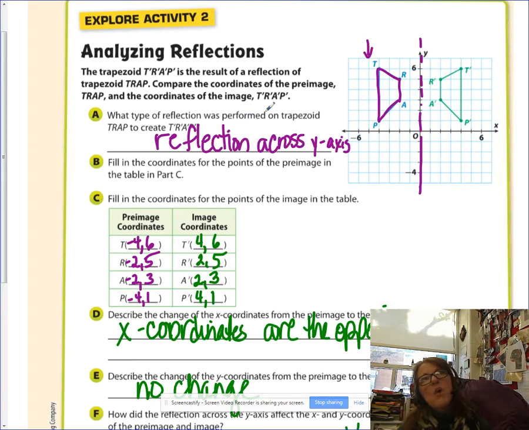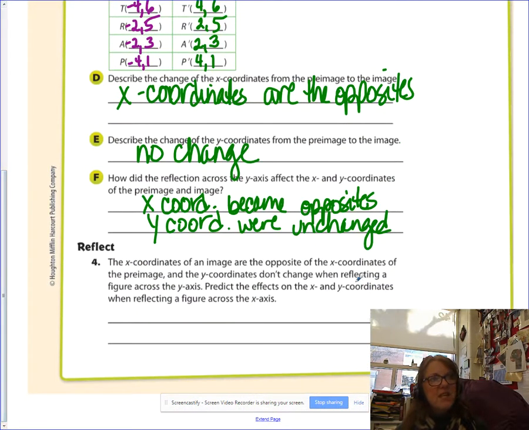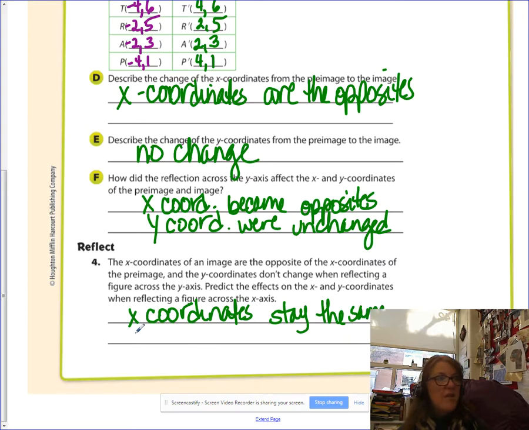So now it's asking you, what if we had folded it across the x-axis? In other words, flipped it downward. This time your x-coordinates would stay the same. However, the y-coordinates would be the opposites, would become the opposite value.